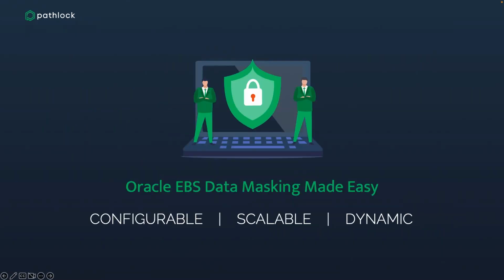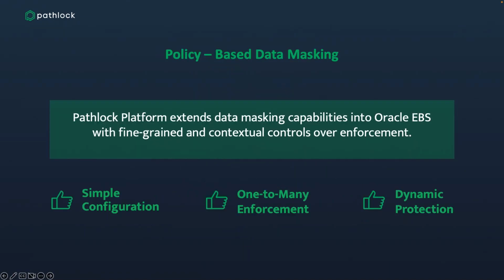So how do we make Oracle EBS masking made easy, for example? It has to be configurable, and it has to be extendable. It's got to be something that doesn't change or modify your existing system. We've done this in the PeopleSoft system, we've done this in SAP, and now we're doing this in EBS as well. So we've done this in other ERP systems. We have a simple configuration that allows you to do that. The Pathlog platform extends data masking capabilities into Oracle EBS with fine-grained and contextual controls over the enforcement. So that's really some of the advantage.